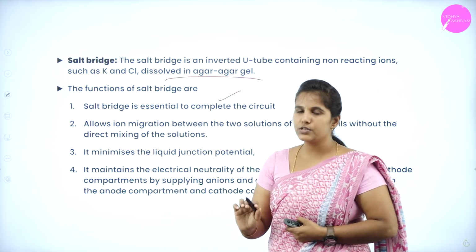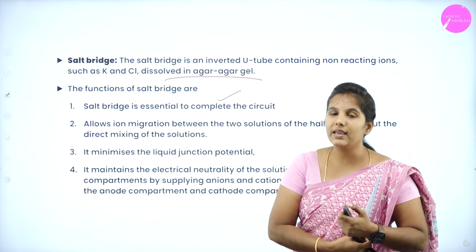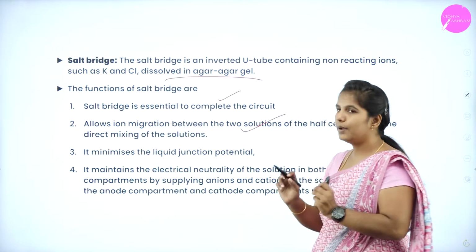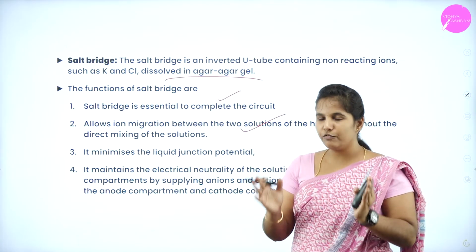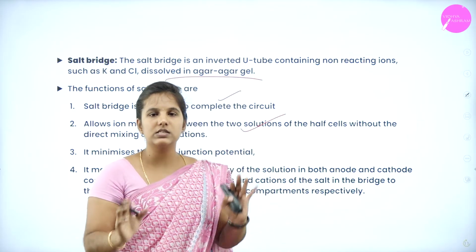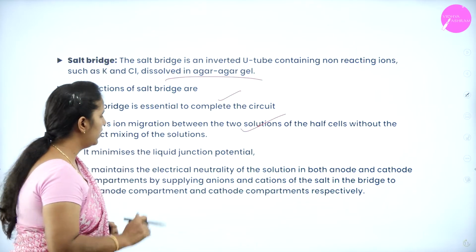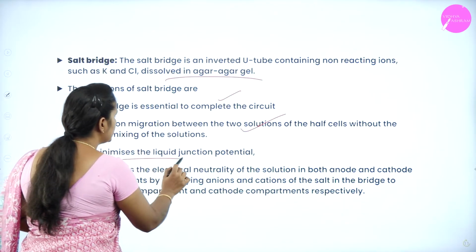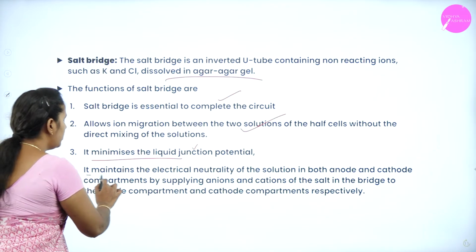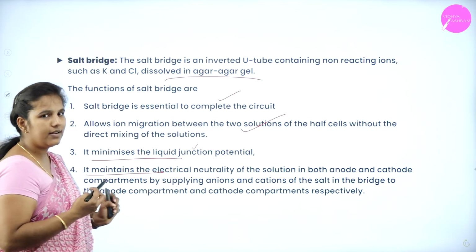And also we have understood that it allows the migration of ions between the two solutions. Instead of the solutions mixing, it allows only the ions to pass from anode to cathode. And also it minimizes the liquid junction potential. And also, it maintains the electrical neutrality in a solution.